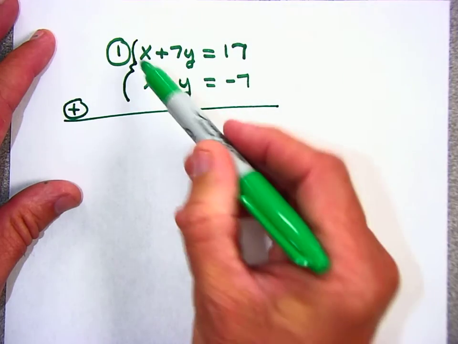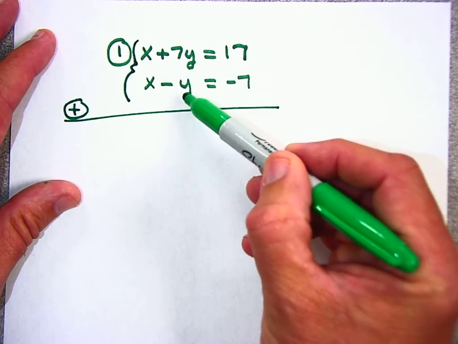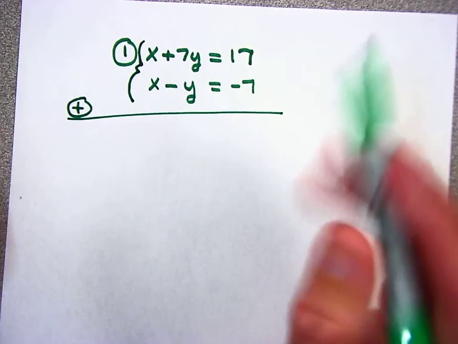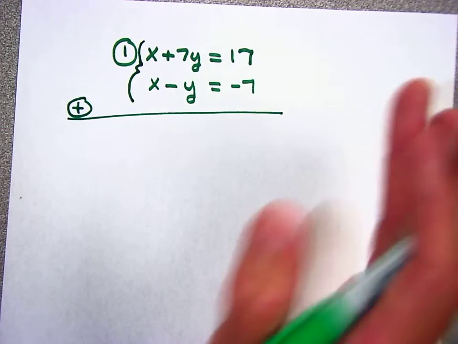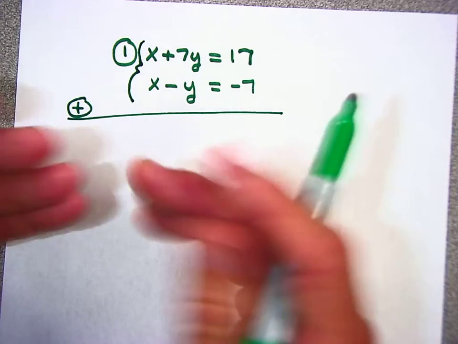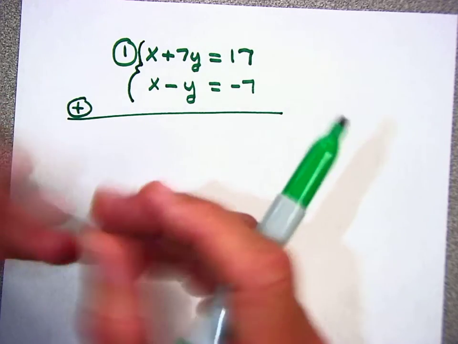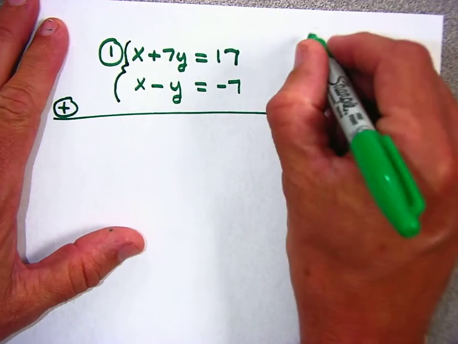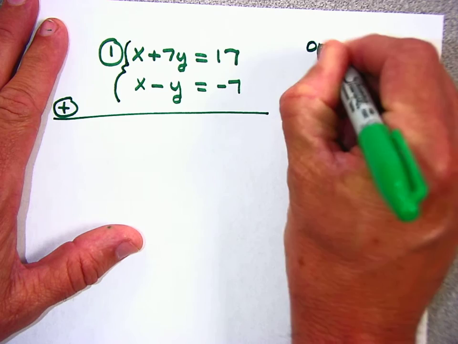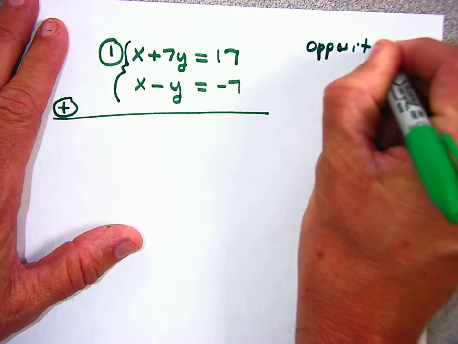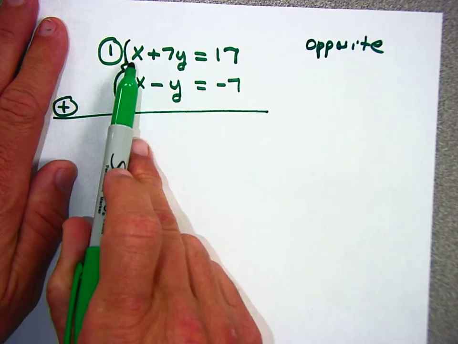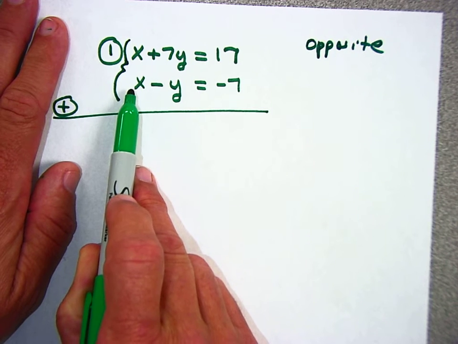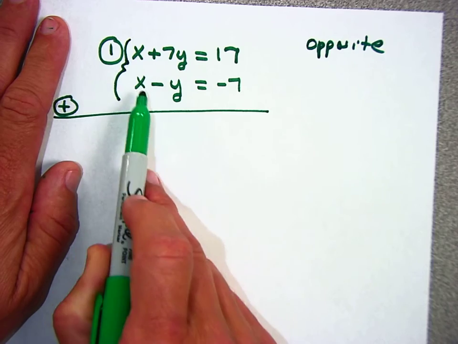So you want your x's lined up, you want your y's lined up, and you want your constants lined up. What you want to happen is that when you add down, one of the letters cancels, and it can be either the x's or the y's. So what you're looking for is a pair of opposite terms, okay? So in other words, see how you have a 1x right here? You want this one to be a negative 1x down here, because when you add 1x and negative 1x, it's going to cancel.